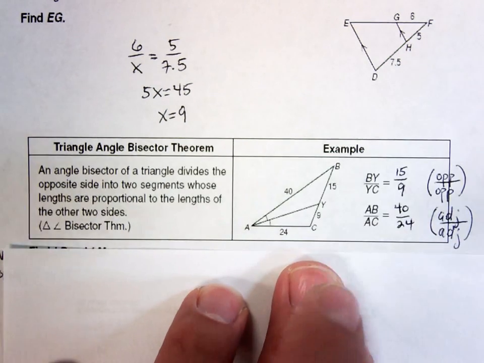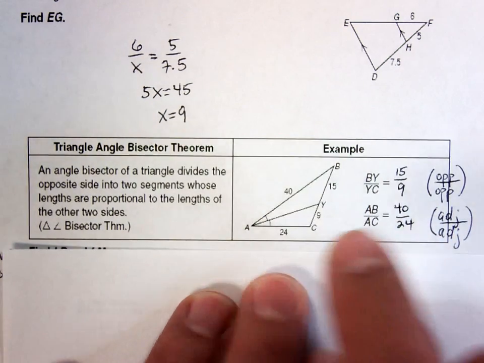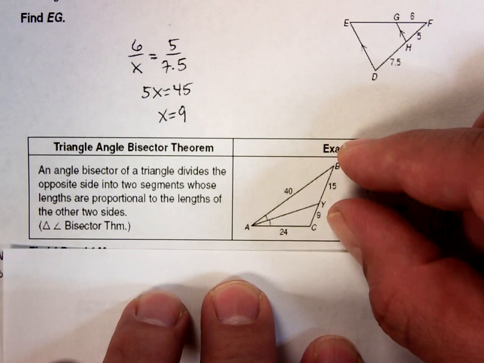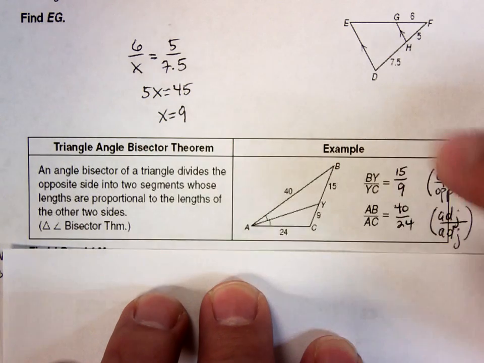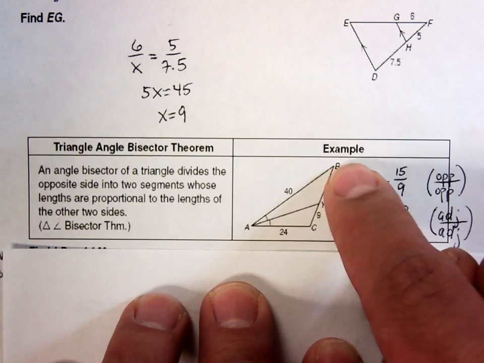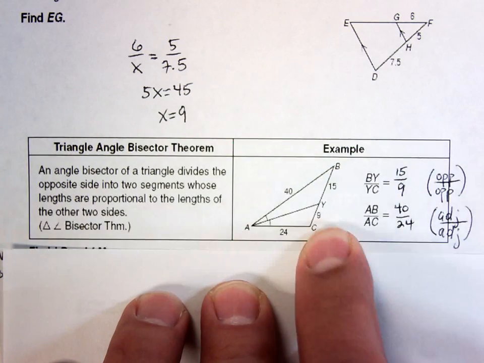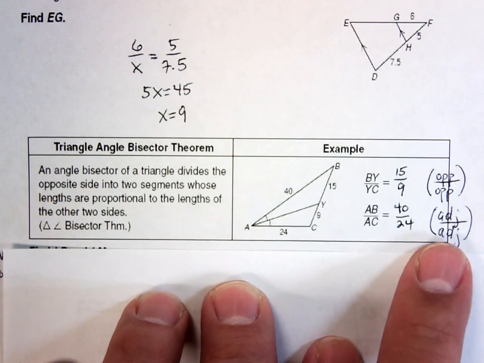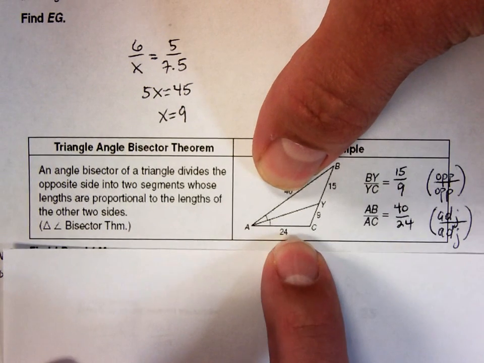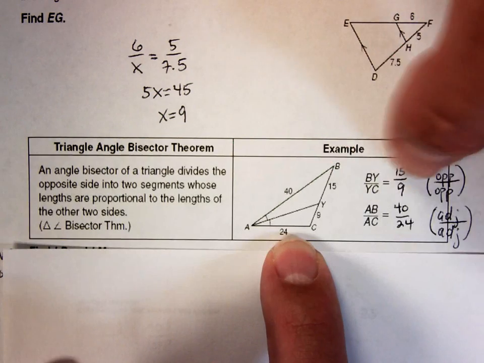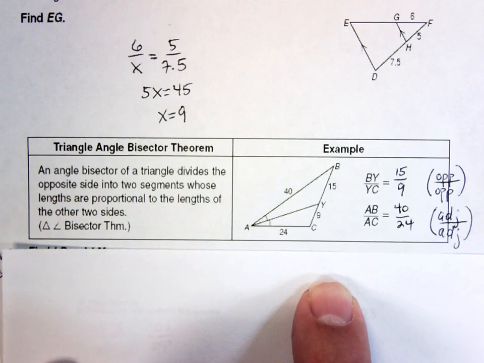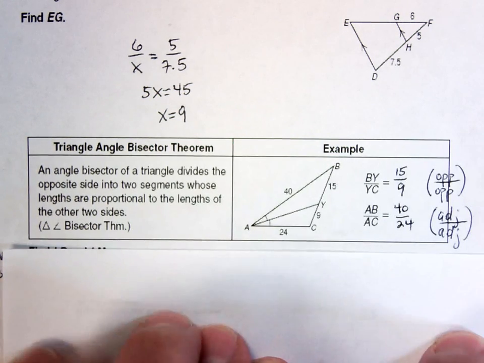So angle BAC is being bisected by segment AY. So they're taking this piece, BY, and putting it over YC. BY over YC gives me 15 over 9. Basically, you're taking the opposite piece over the other opposite piece, 15 over 9. Then they're taking the two adjacent sides, AB, this piece over this piece, 40 over 24. If you divide those two out, you'll see that they are proportional. I like to do it a different way. I think it's an easier way to set up, and I have it written down below.